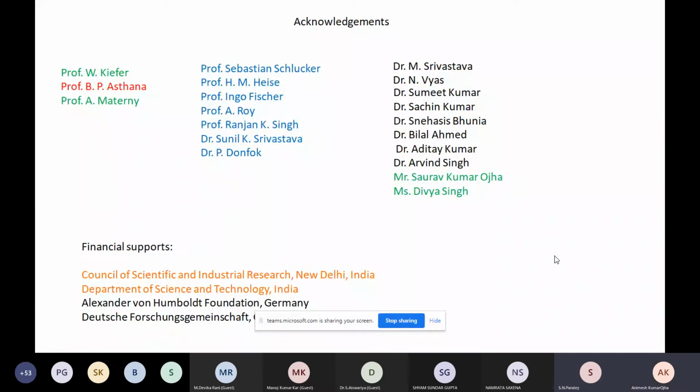Let me first show this. This work has been done by my students and my collaborators. The blue color names are my collaborators, and the names written in black color are my former PhD students. And obviously the financial support: I received financial support from CSIR, DST, Alexander von Humboldt Foundation, Germany, and obviously DFG also.